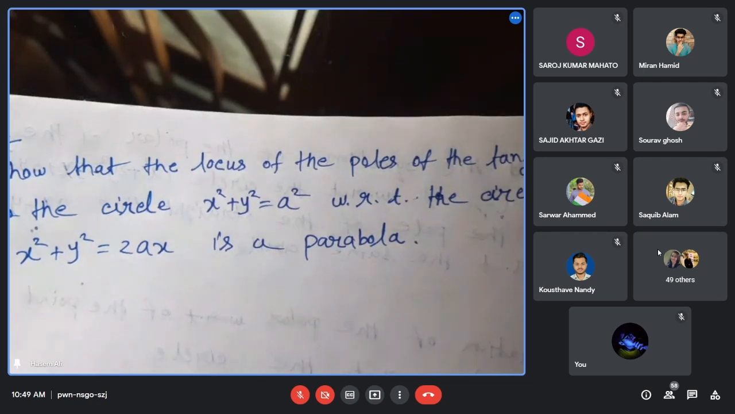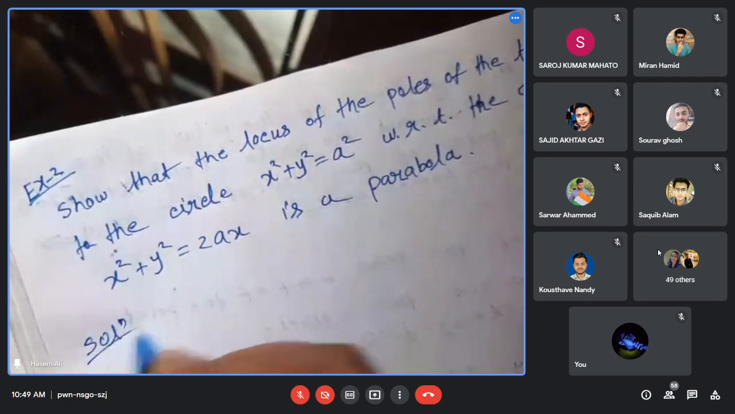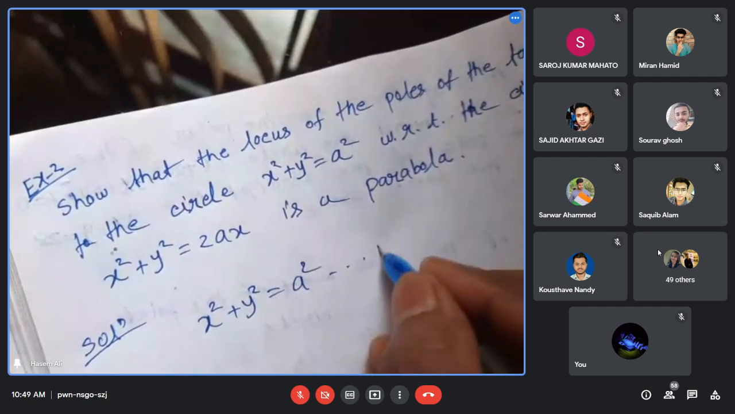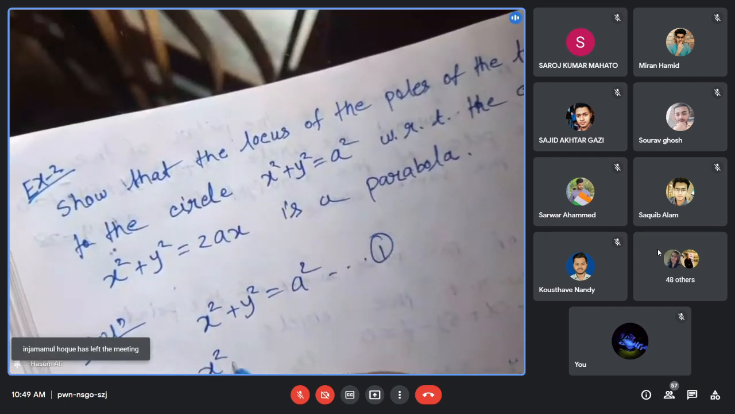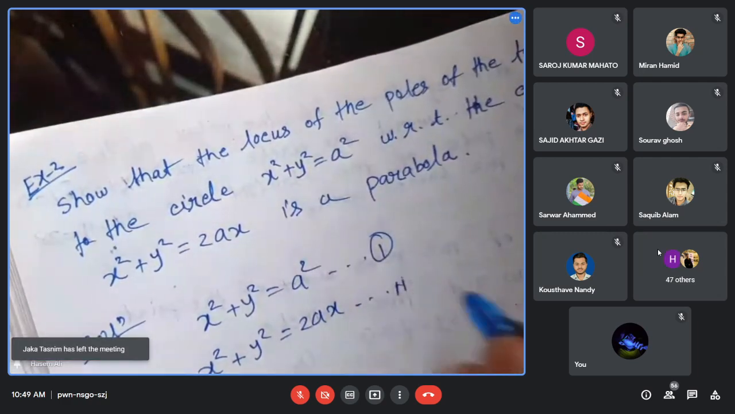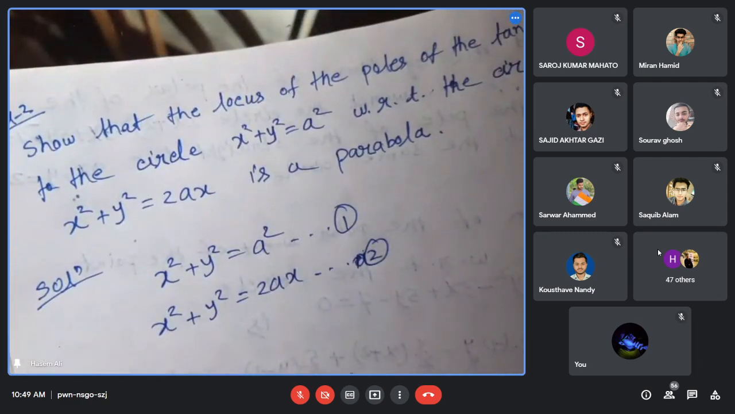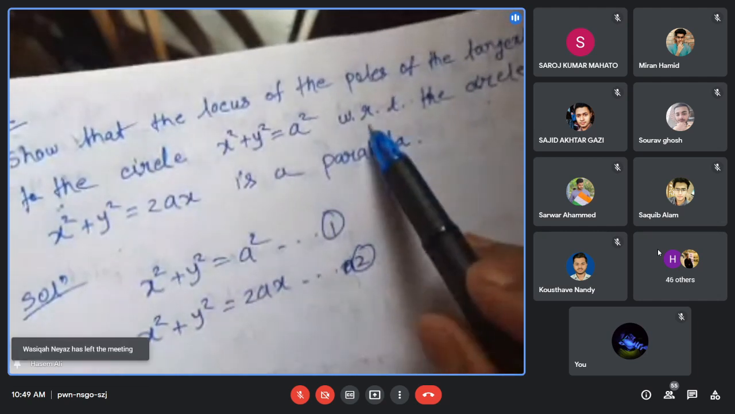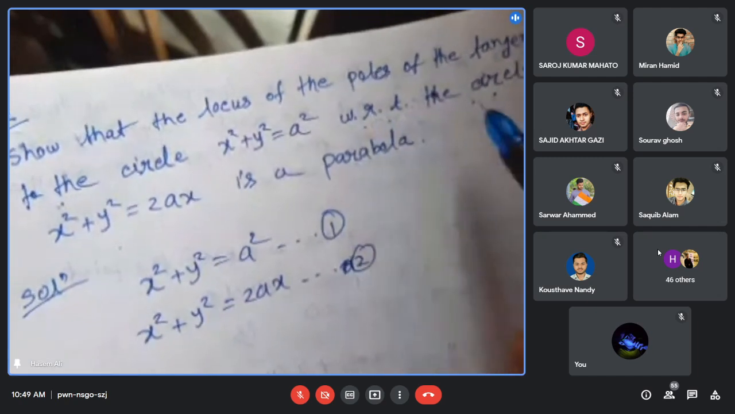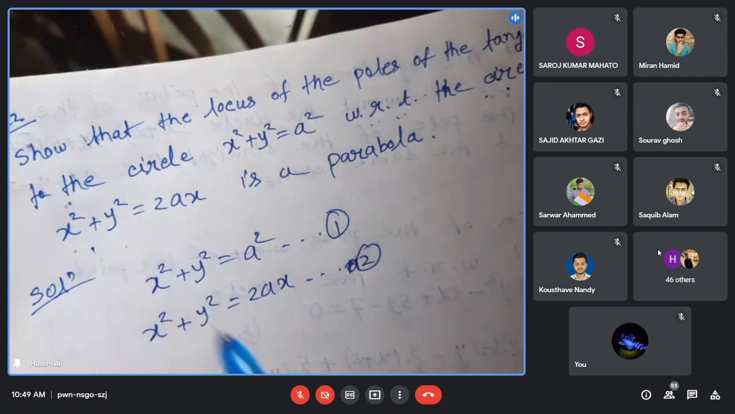Okay. Let this be our x square plus y square equals to a square. This is 1, and x square plus y square equals to 2ax. This is our equation 2. See this here, with respect to this circle. That means actually this is the given curve for which we will find the polar.